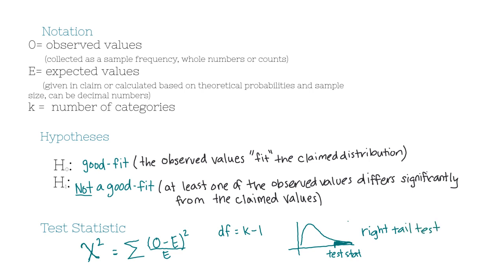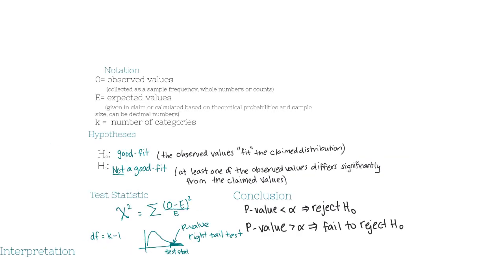So once we find that p-value, we're ready to come to our conclusion. And the conclusion in this hypothesis test is no different than it's been for our previous hypothesis tests. If your p-value is less than your significance level alpha, you're going to reject the null hypothesis. If your p-value is greater than your significance level alpha, then we fail to reject the null hypothesis. Nothing has changed with our conclusions using the p-value method for this type of test.